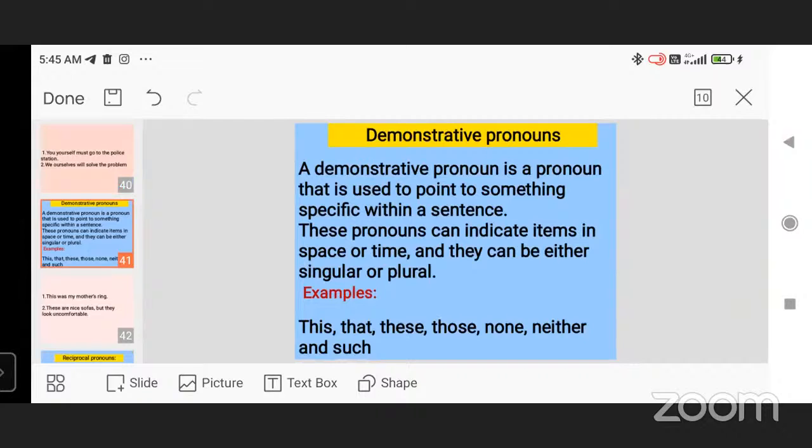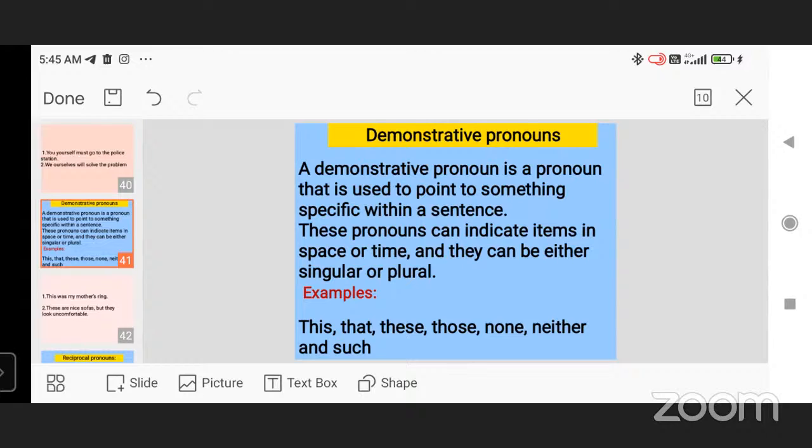A demonstrative pronoun is used to point to something specific in a sentence. You're just specifying that these pronouns can indicate items in space or time. They can be either singular or plural. Examples: this, that, these, those, none, neither, and such.